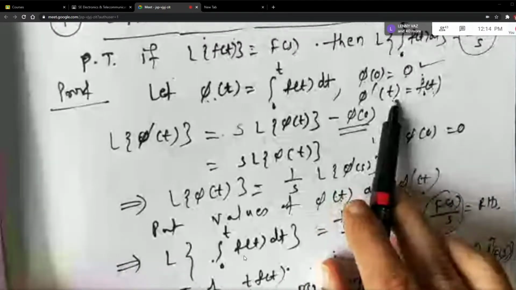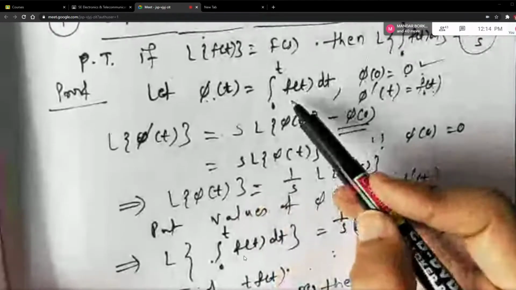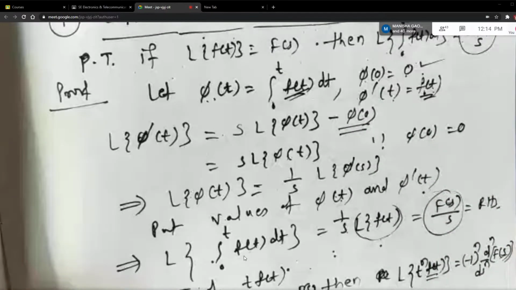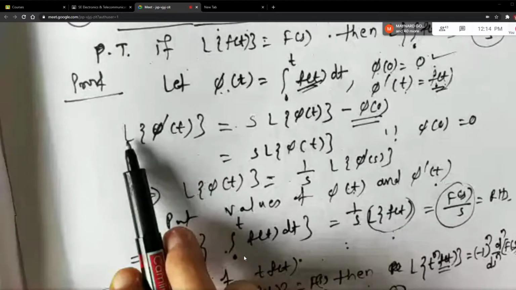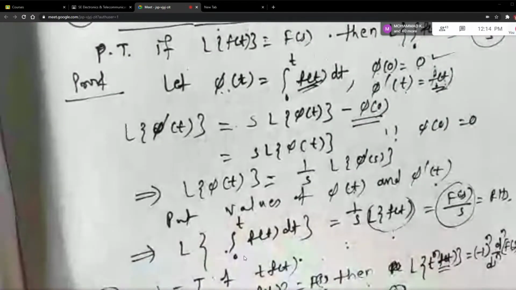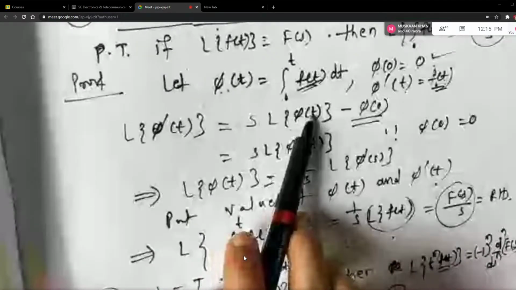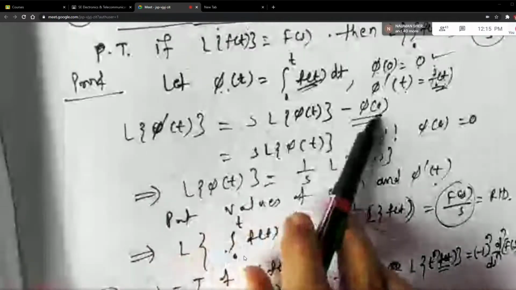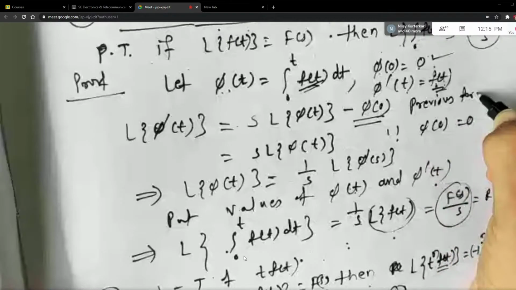Now, what will be phi dash of t? When I differentiate this, the integral will get cancelled, right? And I will get only the inside function, which is f of t. Now, see the next step. I am writing Laplace of phi dash of t. What will be L of phi dash of t? Just now we have proved the formula in terms of f. What is Laplace of f dash of t? s into L of f of t minus f of 0. So in place of f, I am using the letter phi. So this is nothing but the previous formula which we have proved just now.